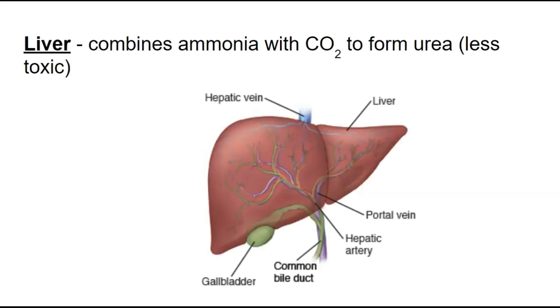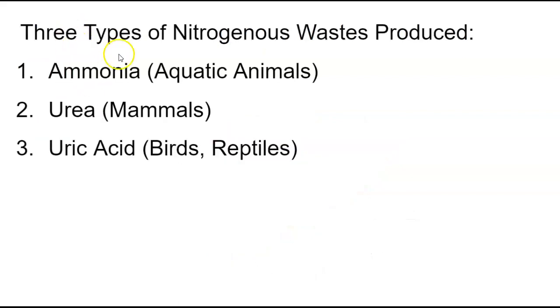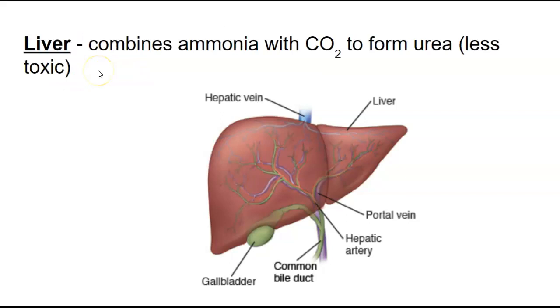So, first of all, we do produce ammonia. Remember ammonia from the little fishies, the aquatic animals? We produce ammonia, but we convert it into urea, which is less toxic. So our liver helps do this.